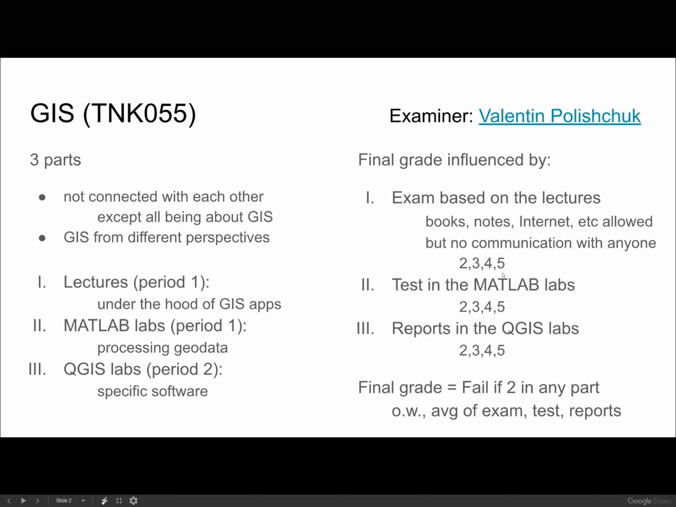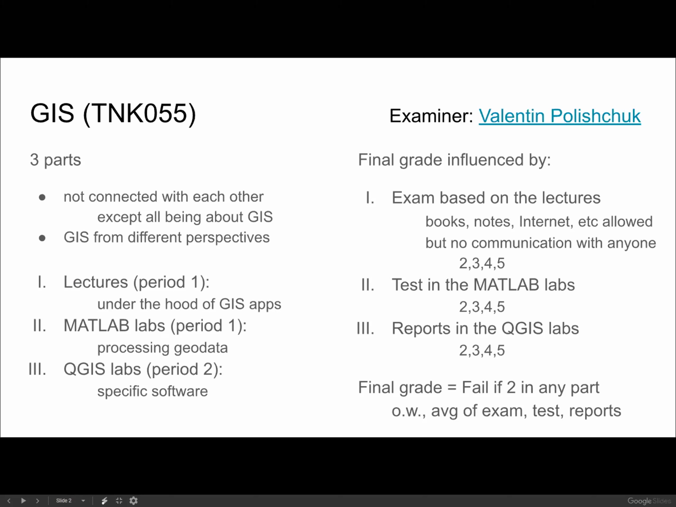All 3 parts have the full range of grades from failing to 5. In the lectures, as I said, we will only have the exam. There will be a test in the MATLAB labs, and there will be some reports in the QGIS lab. And your final grade will be the average of the 3 grades that you get in the 3 parts, but you really need to pass all 3 parts to pass the course. So if you fail any of the parts, you will have to redo it.